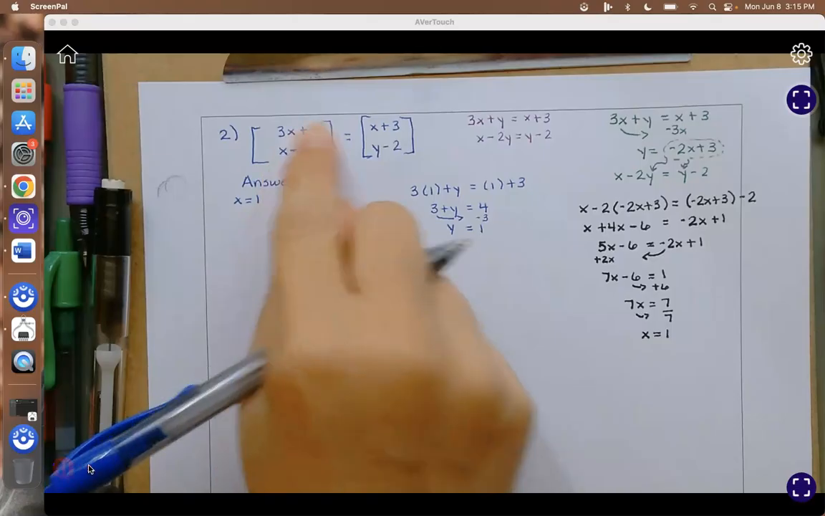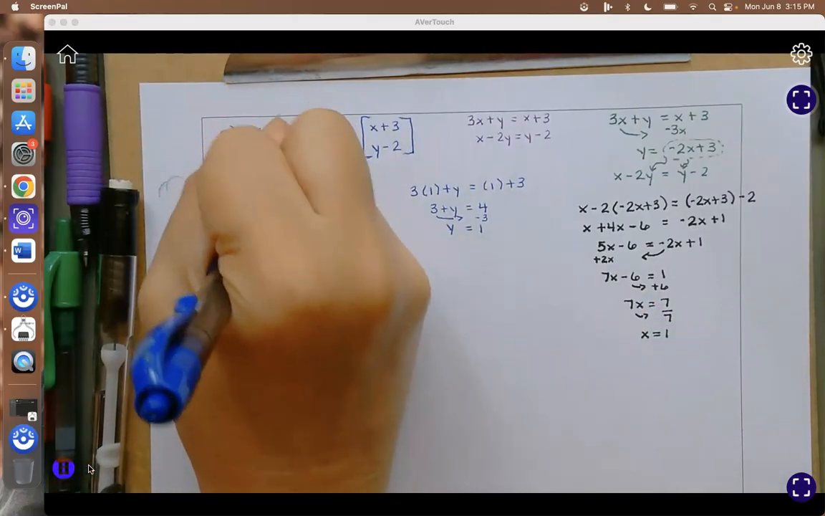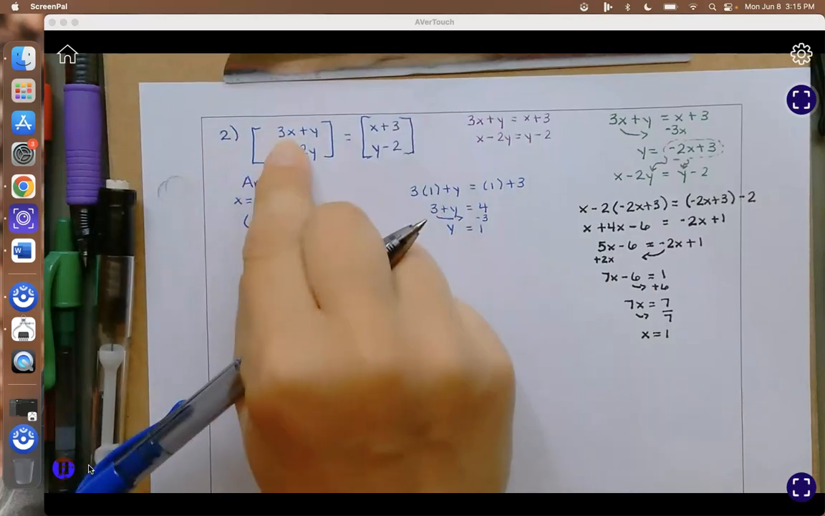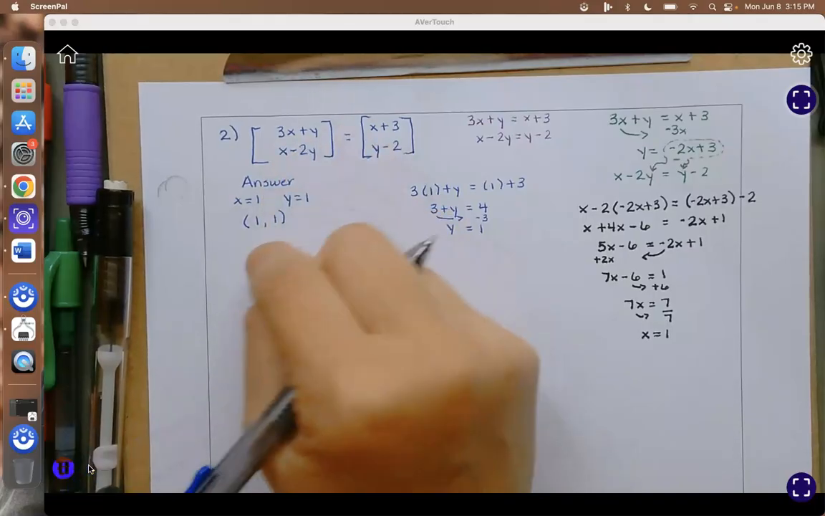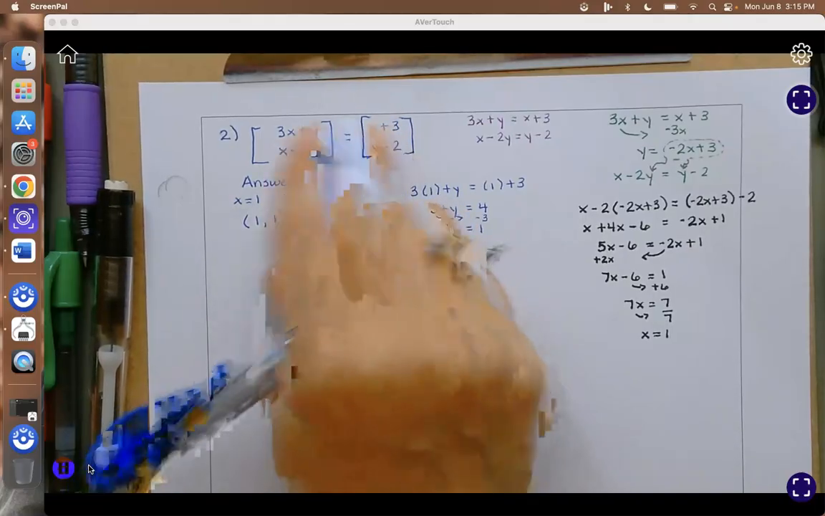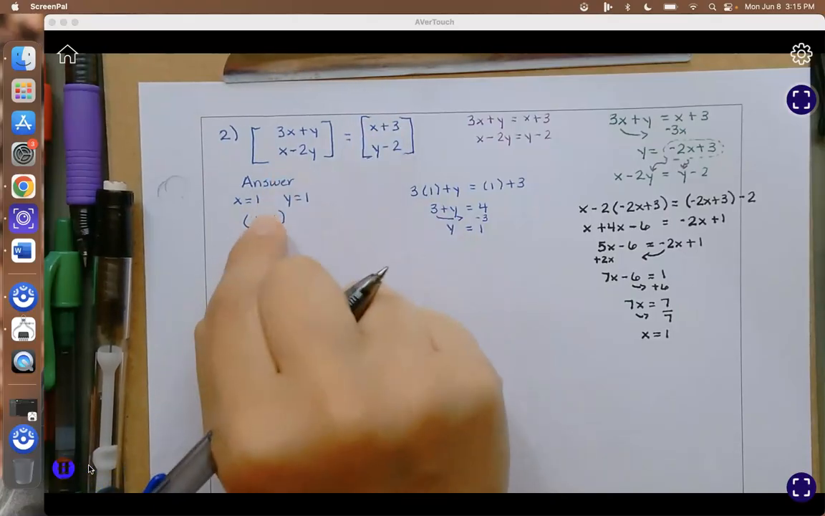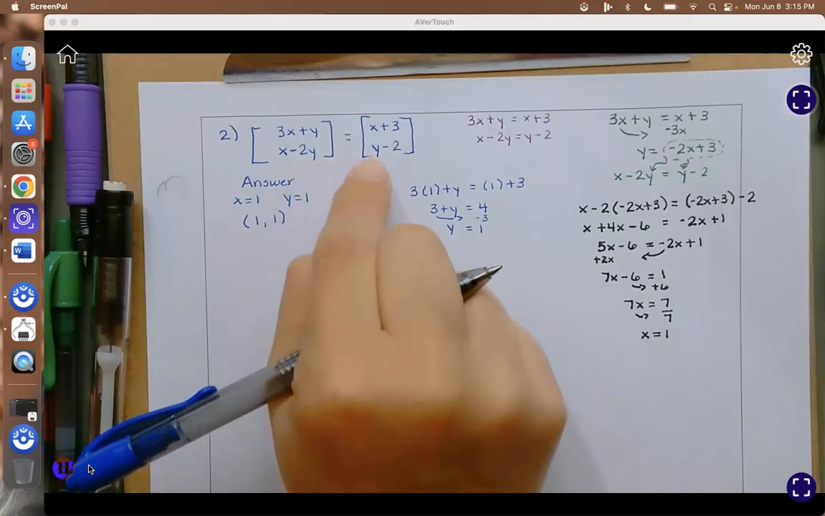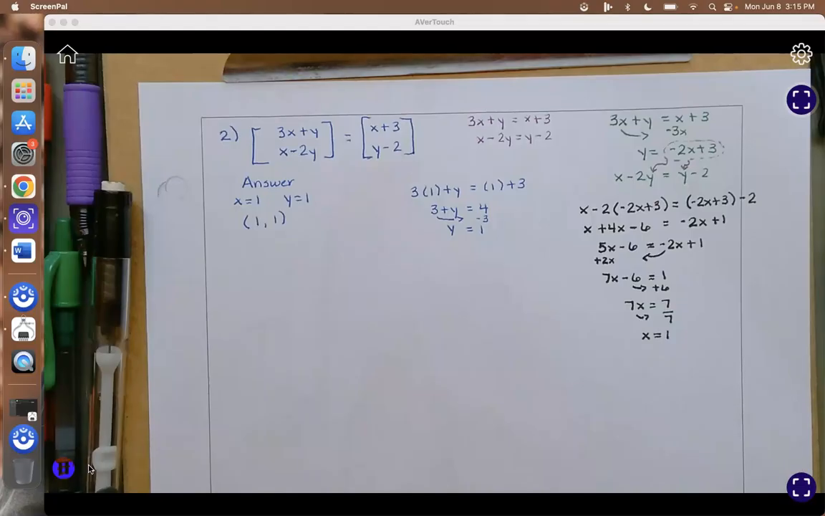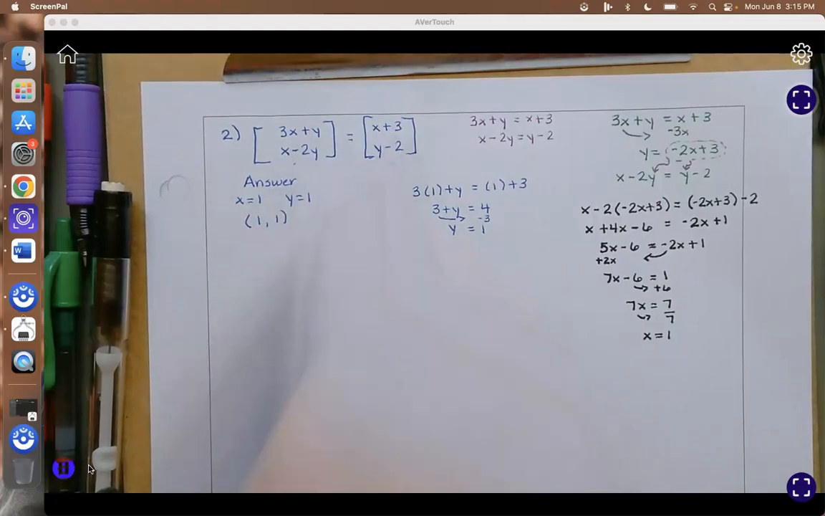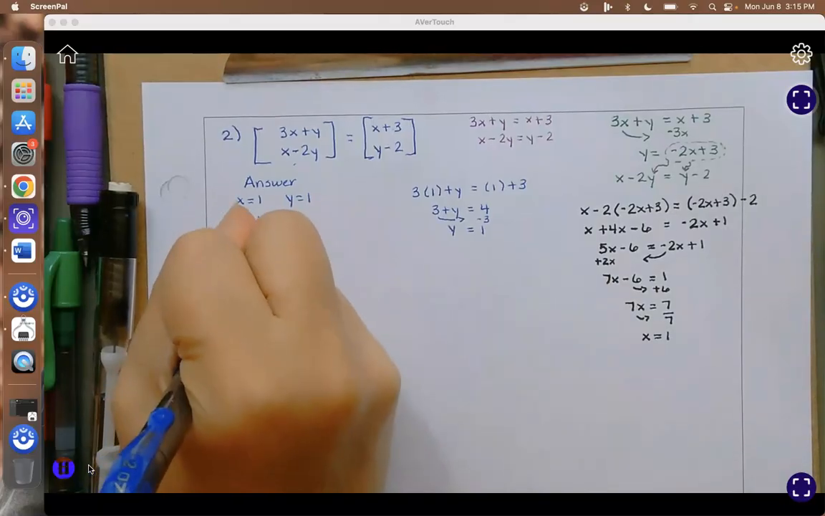And you could plug it into both of these, and that would give you equal matrices. So if you did it here, you get 3 plus 1 is 4. Plug it in here. 1 plus 3 is 4. So 4 and 4. Here, 1 minus negative 2 is negative 1. 1 minus negative 2 is negative 1. So this would be 4, negative 1, 4, negative 1. Done.